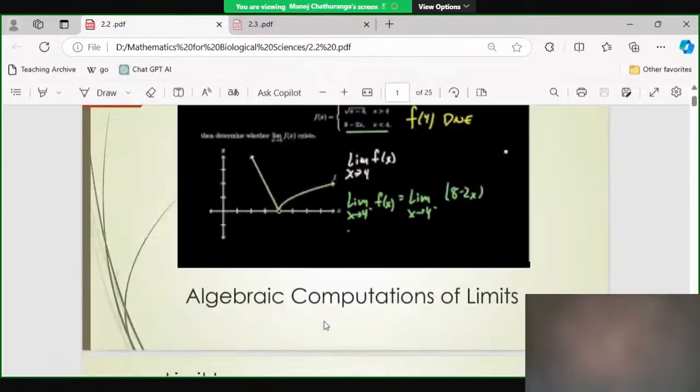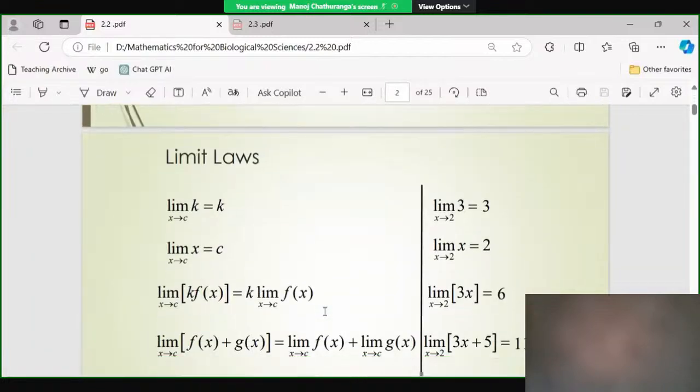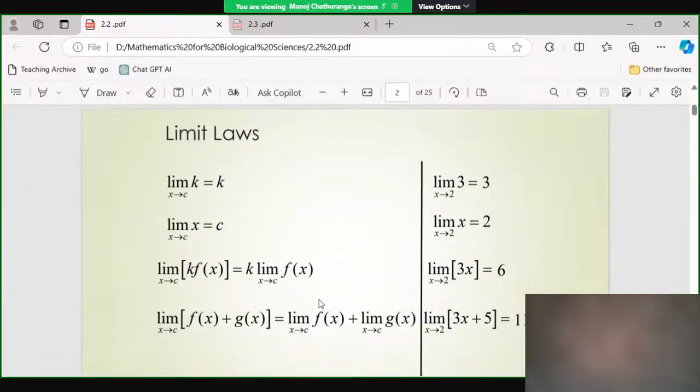So let's talk about computations. We saw one example, x squared minus 1 divided by x minus 1. For that example, we computed the limit. But in general, how can you compute the limit? What is the process of computing it? There are a few limit laws that we can write down and use to compute things.